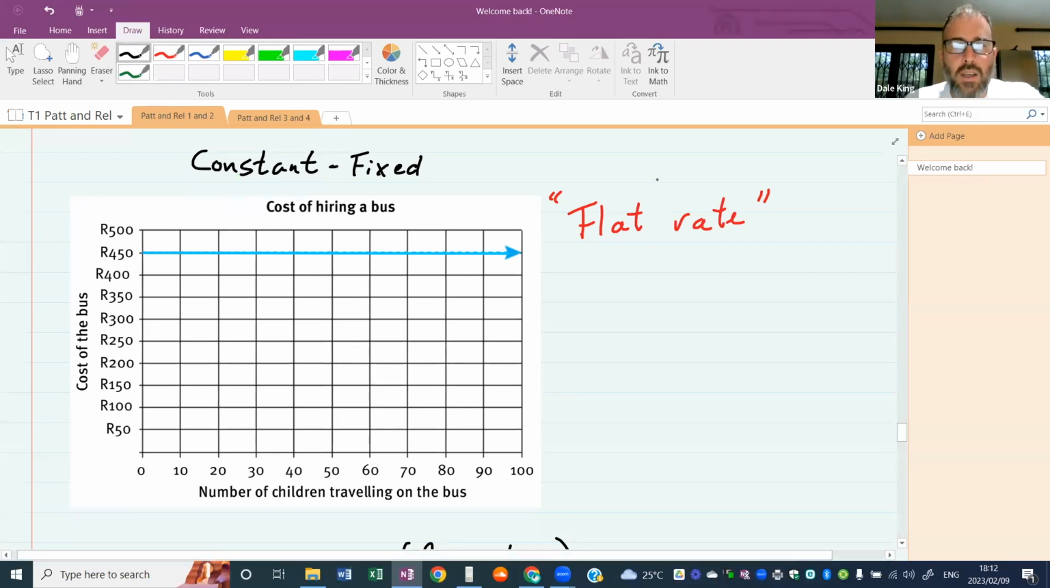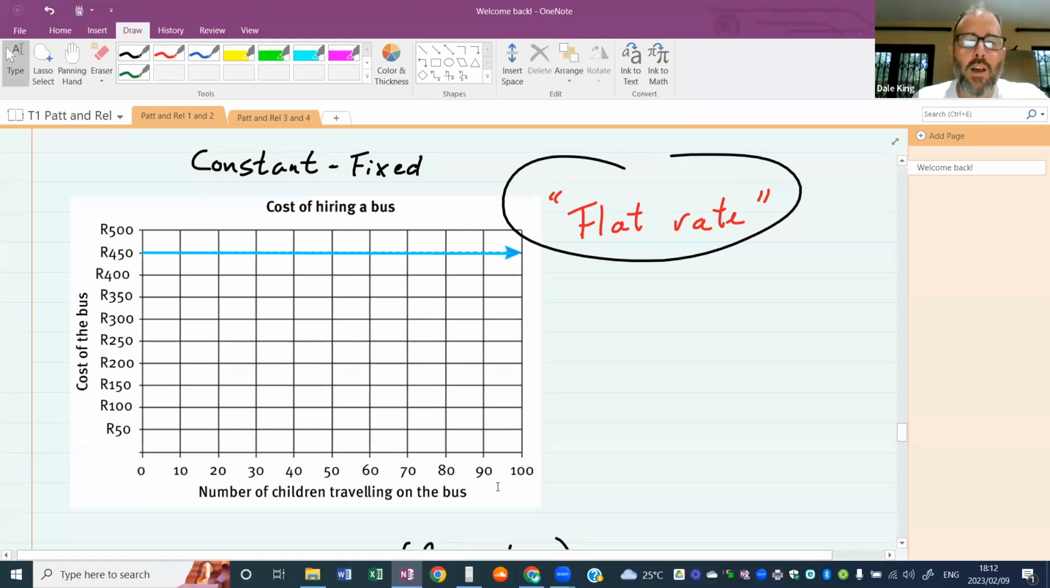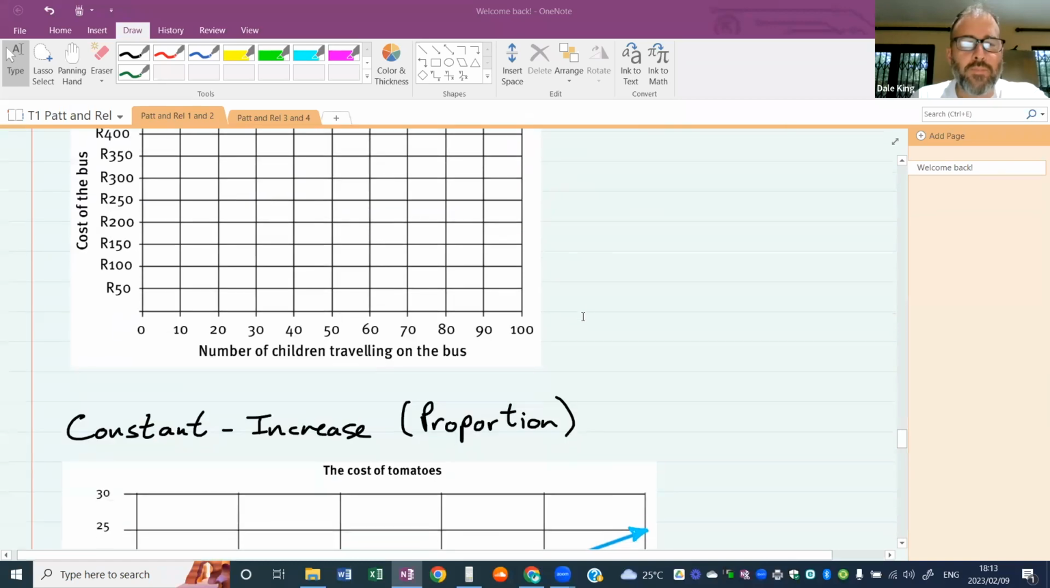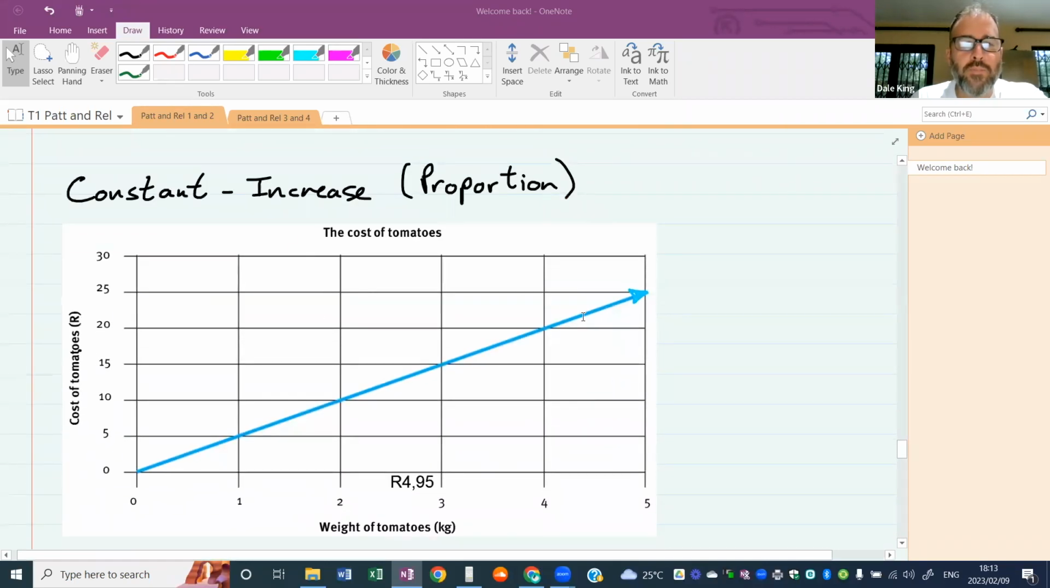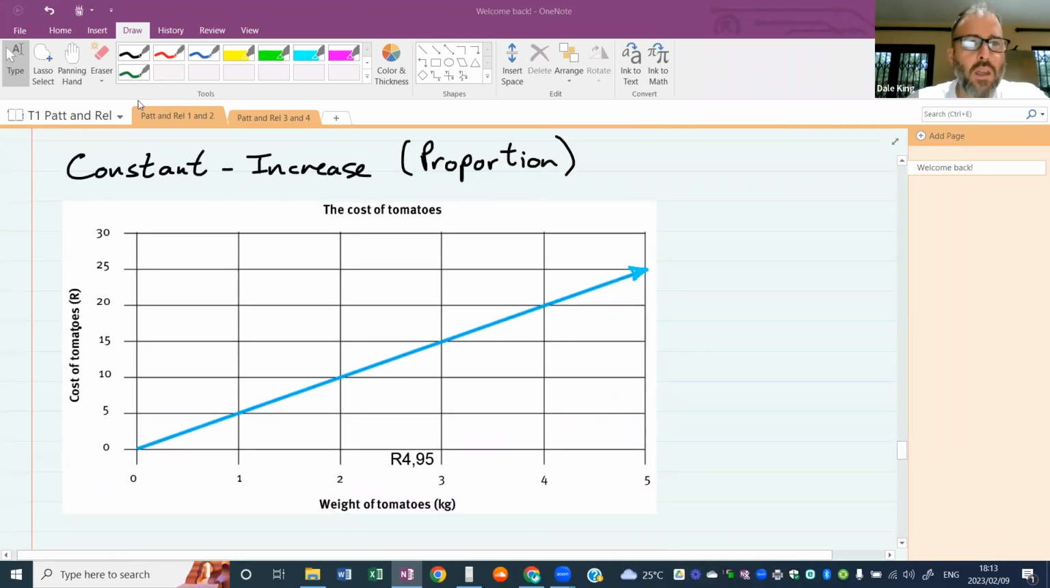So you often see situations and questions where they talk about a flat rate. This is what the graph will look like. It's the same Rand value, no matter how many children there are on the bus. Okay. All right. Let's move on to the next one. We're all familiar with this one. Okay. Don't worry about the 495 at the bottom there, you don't need to worry about that value.